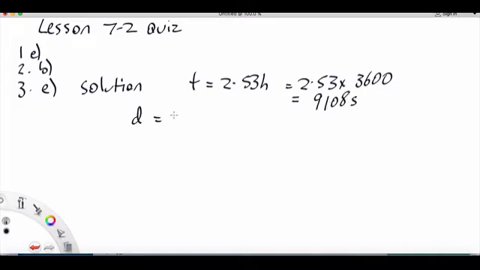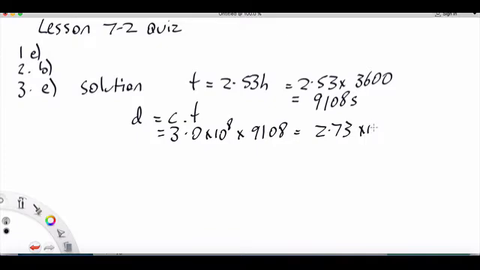And the distance is just the speed, which is speed of light times time, which is 3 by 10 to the 8 times 9108, which was 2.73 by 10 to the 12 meters.